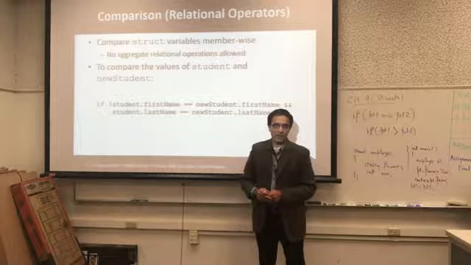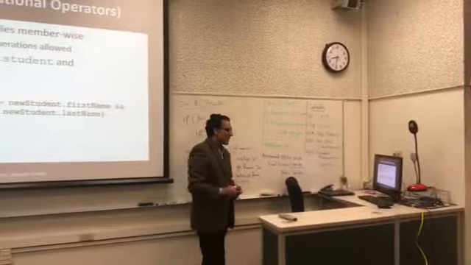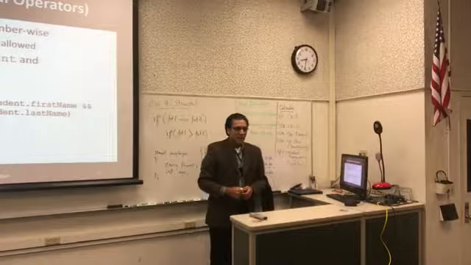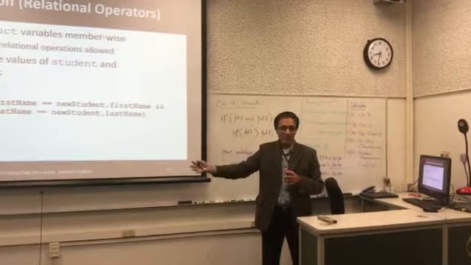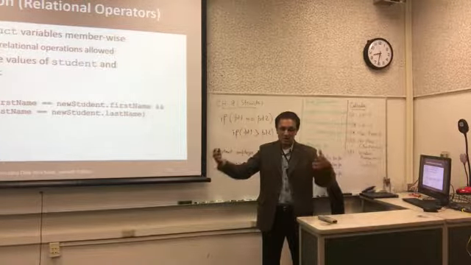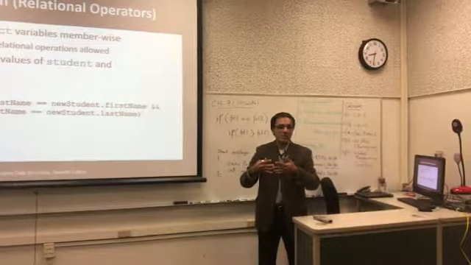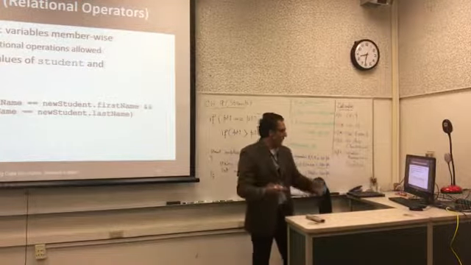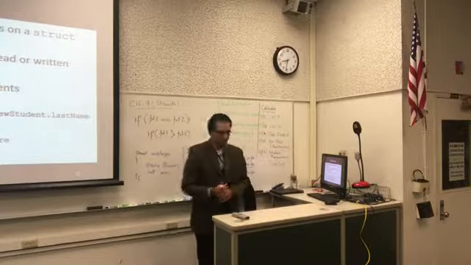Okay? So of course there are some limitations, and it makes some sense, because it is quite possible that you completely have a different data structure, and now you're trying to compare with your data structure, so it's not really compatible. You have to be more specific. So that's why aggregate relational operators are not possible.